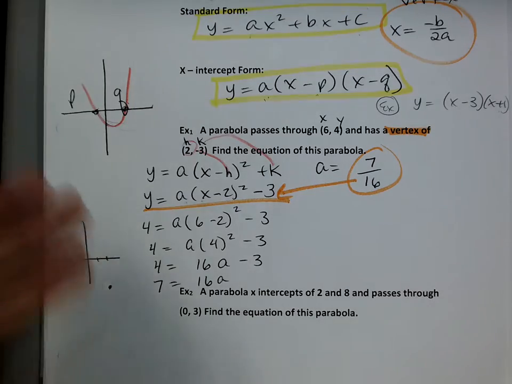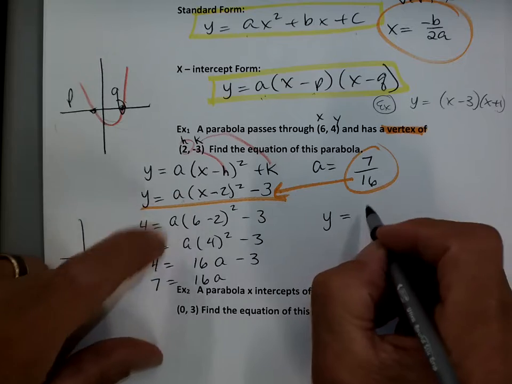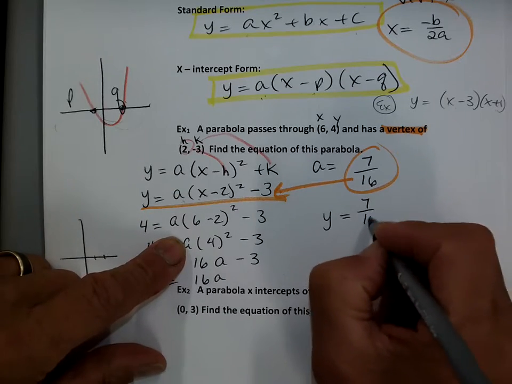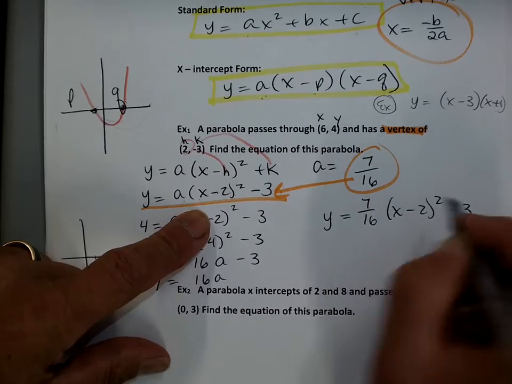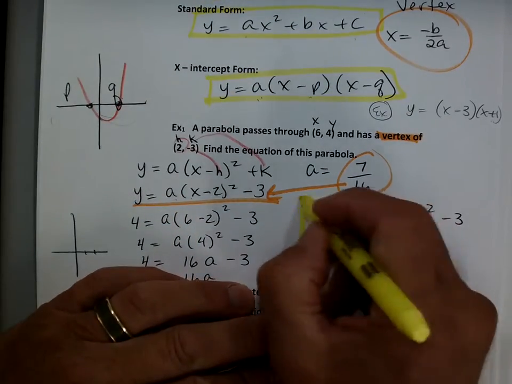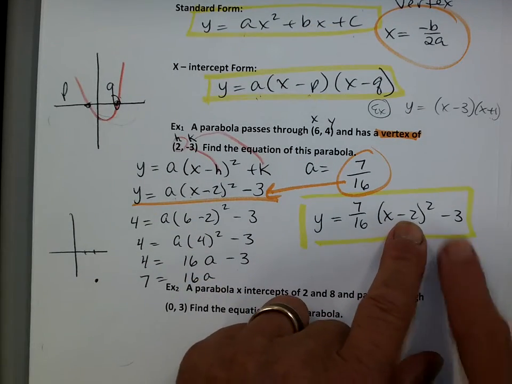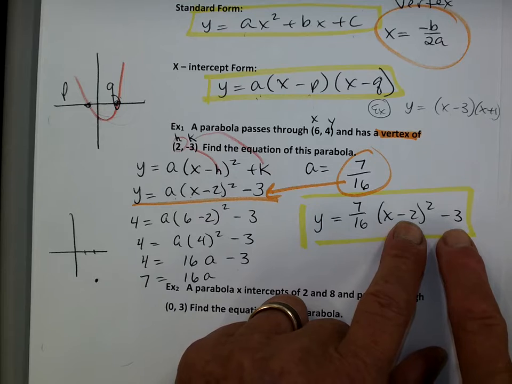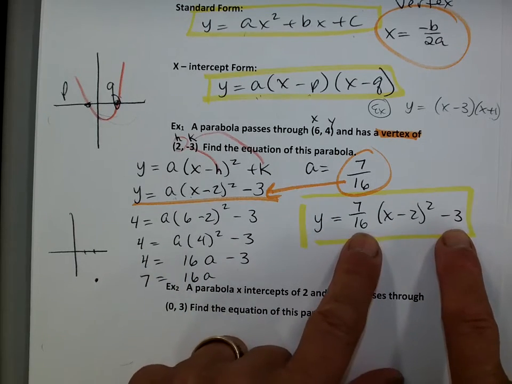So my answer, the equation of this parabola, is y equals 7/16 times (x minus 2) squared minus 3. And that is the answer to this parabola that has a vertex of -2, 3. And it has to go through 6, 4 because I used 6, 4 to get the value of a.